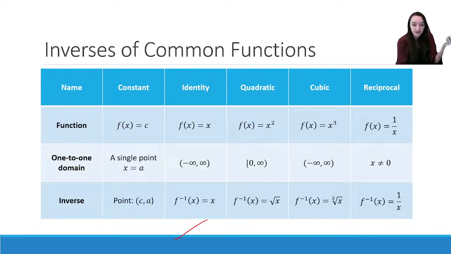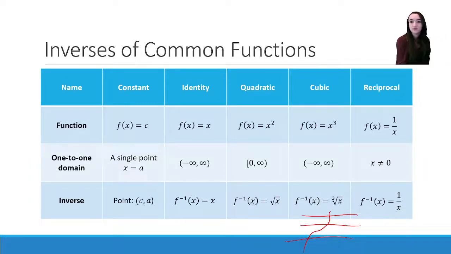The quadratic, on the other hand, again, like I said, we're going to cut out this half of the quadratic, and its inverse is then the square root. The cubic is one-to-one. Remember, the cubic looks not like that. Let's try that again. It looks something like that, and so it is one-to-one, and so we don't need to restrict its domain. Its inverse is the cube root.